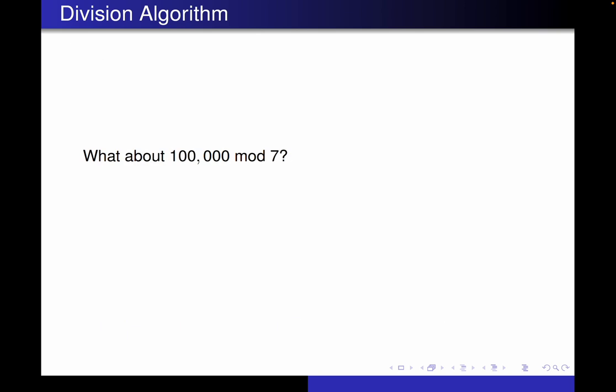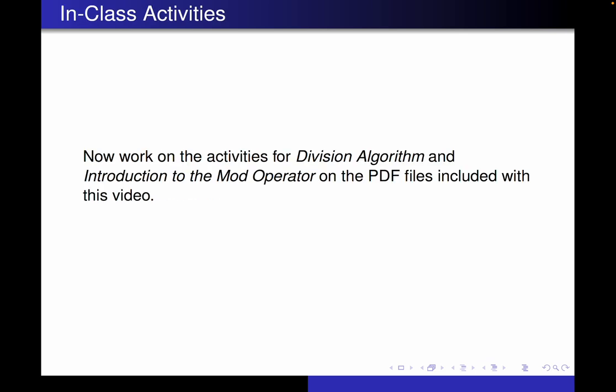So it gets a little bit more tricky when we want to find huge numbers mod other numbers. So say 100,000 mod 7. And one of the things that we're going to explore in the next set of activities and the next video is what kind of techniques can we use so that we don't have to just do a massively nasty long division on that one. So we're going to find some more powerful tools in the next set of activities.